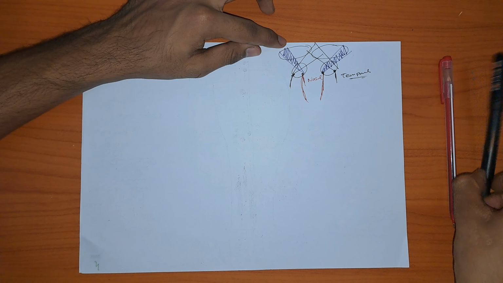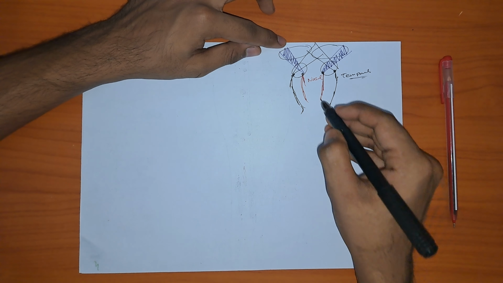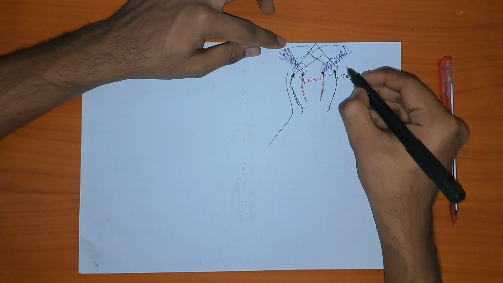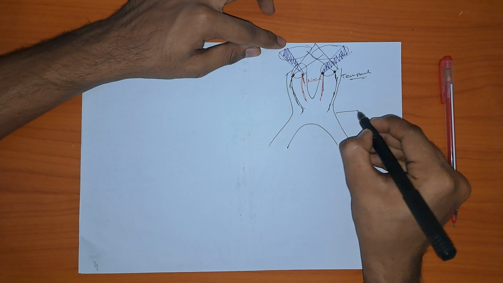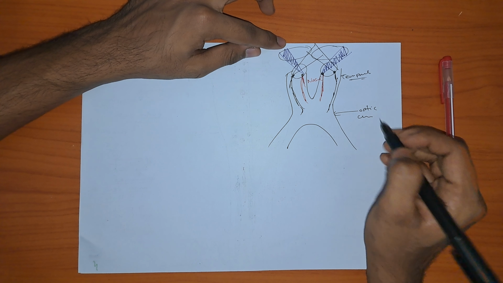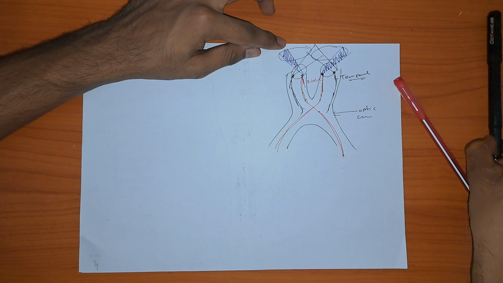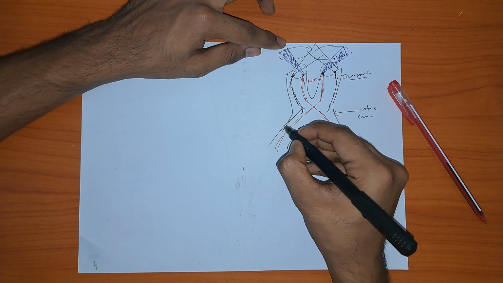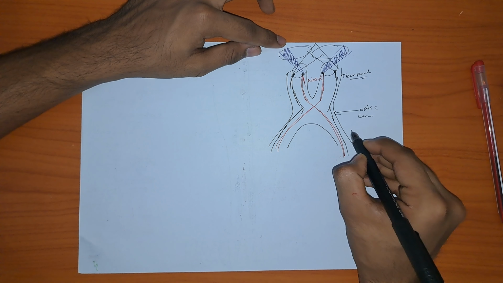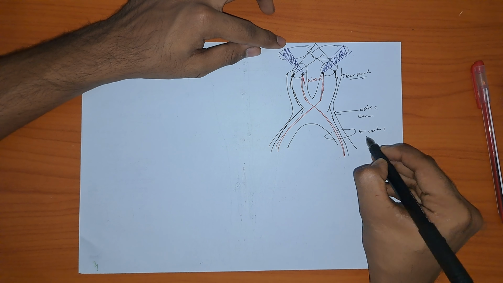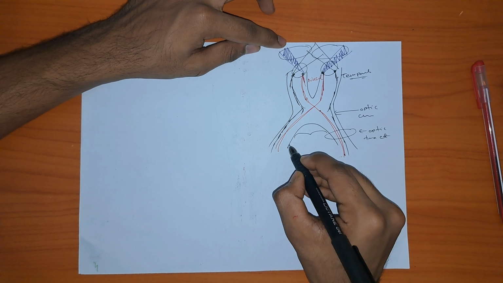We know here you will find the crossing, the optic chiasm. This is the optic nerve, suppose. So here we will find the optic chiasm. In the optic chiasm, the nasal fibers will cross, but the temporal fibers will not cross. This here is called the optic tract, and here the midbrain is located.